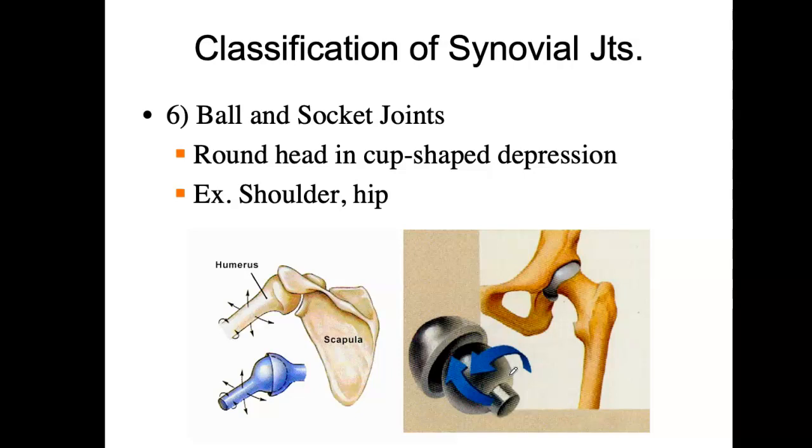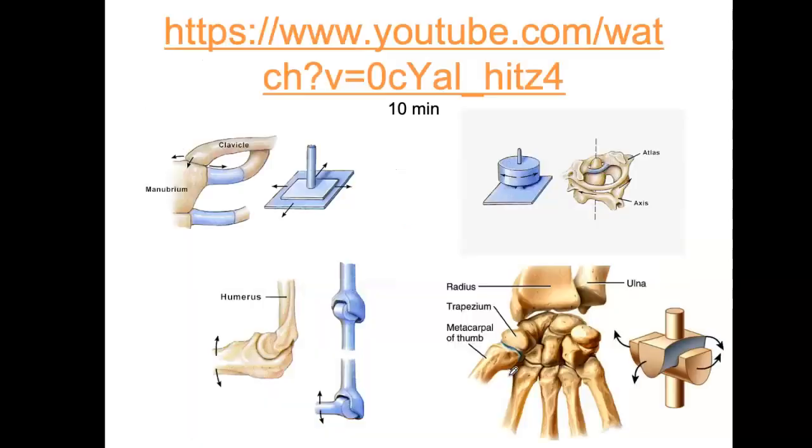Okay, ball and socket. This one you know. You have a round head and a cup-shaped depression, right? It's your shoulder, it's your hip, and it's an amazing joint that allows for so much rotation in that location, circumduction, adduction, abduction, elevation, so much. There's a really nice video that shows you how all these different joints work, so I'll direct you there. Make sure you look at that.